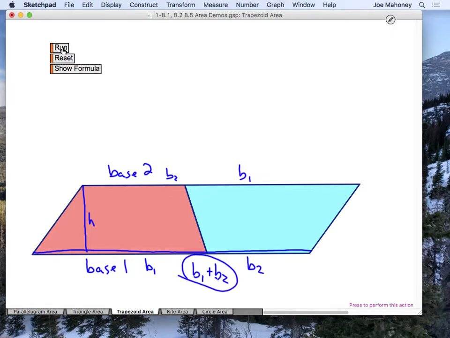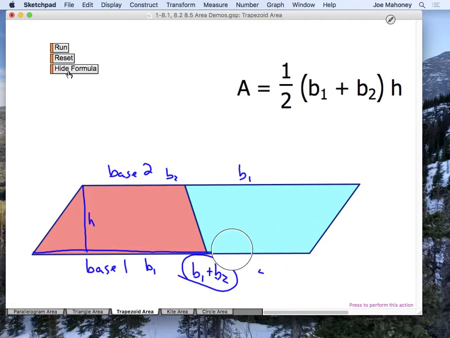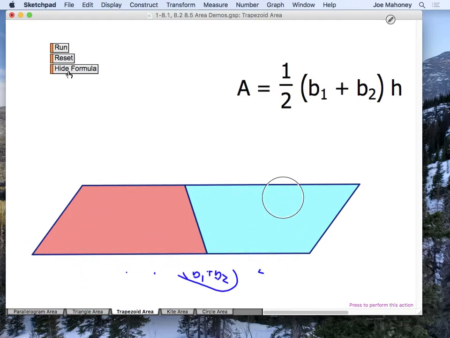So the area of the whole entire trapezoid, or the whole entire parallelogram, is base 1 plus base 2, that sum, times the height. But again, we don't want two of them, we only want one of them. So that's why when we do the base 1 plus base 2 times height, we're going to divide it by 2. We're going to take half of that value. Pretty cool, huh? Bet you didn't know that one.